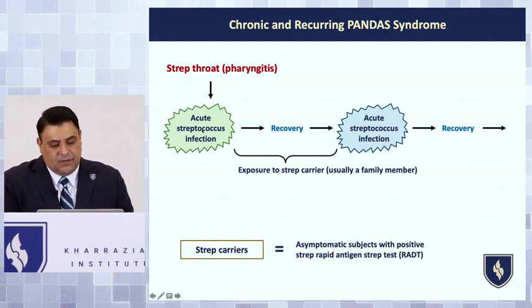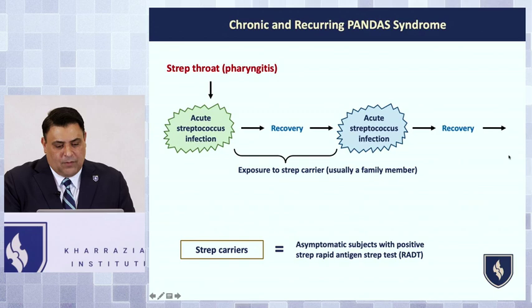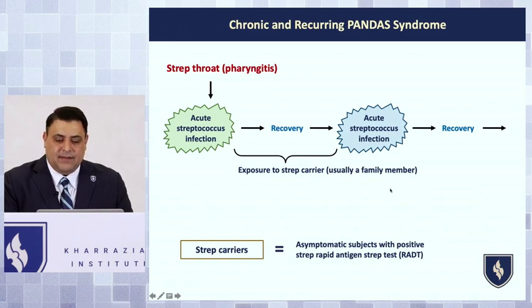So in the acute phase, there's treatment, but then there's recovery, and then they get another infection. And then there's recovery, and they get another infection. So there are people that are strep carriers, and for some reason, with families that get reinfections, they happen to test positive. These kids have family members that are strep carriers that are asymptomatic. So asymptomatic subjects who have positive rapid antigen tests are considered strep carriers. So they have the infection, they're carrying it, but they don't have symptoms, and they keep reinfecting their child or their sibling or other people, and they keep getting this acute neuropsychiatric symptom that flares up.